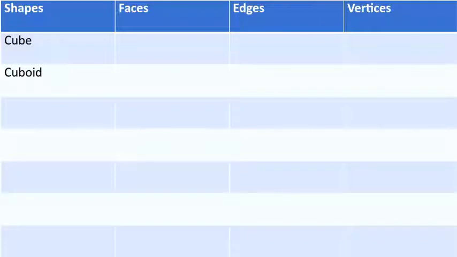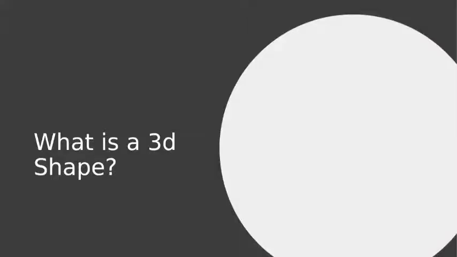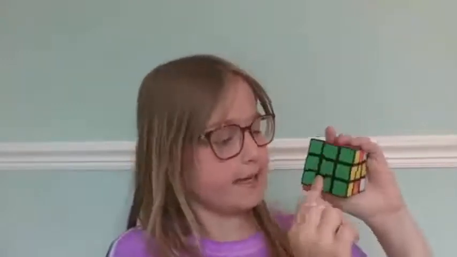Okay, so what is a 3D shape? Well, a 3D shape has length, width and height, and it also has thickness. 3D means three-dimensional. To start off with, this is a face here. This is the length. This is the height, and across here is the depth.